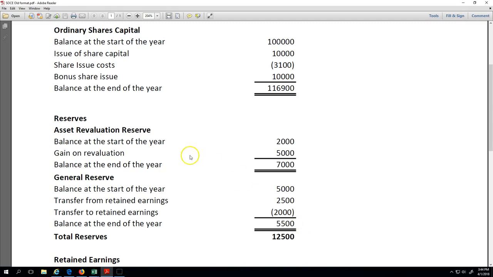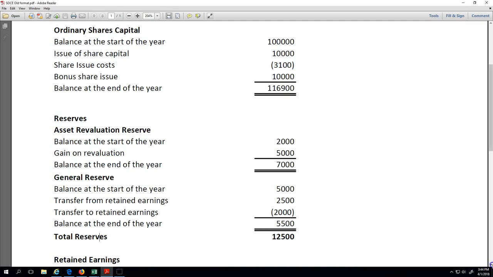So again, we have to remember when you start with reserve, you start with ARR, the beginning balance, the gain, the balance at the end of the year, followed by general reserve, the beginning of the year, transfer from retained earnings, transfer to retained earnings, and the balance at the end of the year. Remember to have a total reserves. It's important. The format cannot be violated.